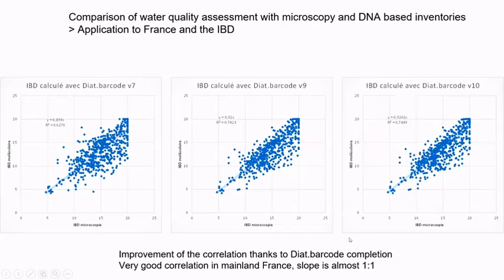Yes, and the improvement of the correlation was thanks to that barcode completion. What is also important to see is that the slope is almost 1:1 here. It's 0.9, but we are not far from 1. So it's also a good point.